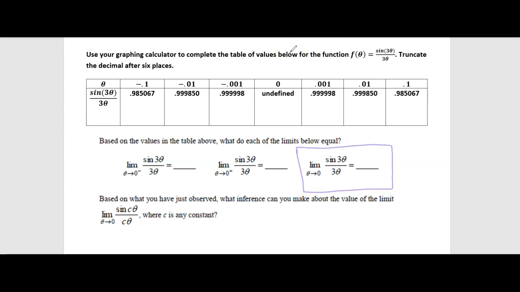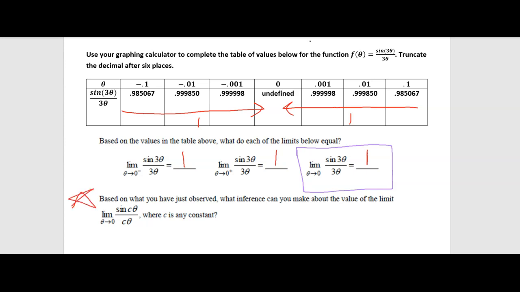The only difference is that instead of just having theta inside of our sine function, we have 3 theta, and we also have the same constant in our denominator. So, and we'll get to generalizing this rule in a second, but let's just take a look from the table. As we approach 0 from the negative side, we are approaching 1, and as we approach 0 from the positive side, we are approaching 1. So both of our one-sided limits are 1, which means our actual limit is equal to 1.